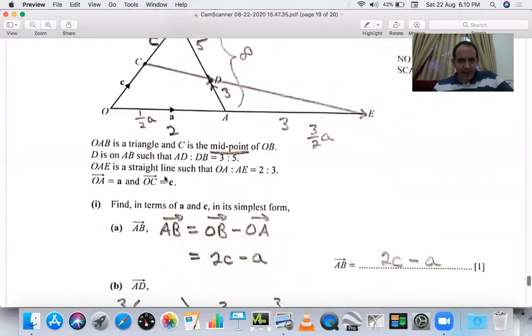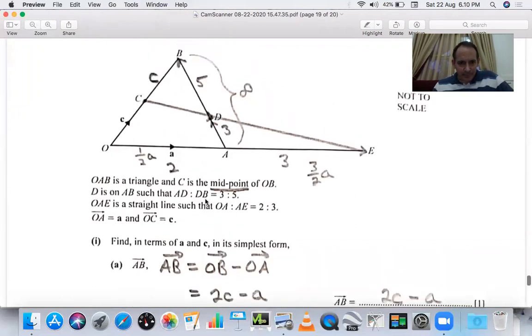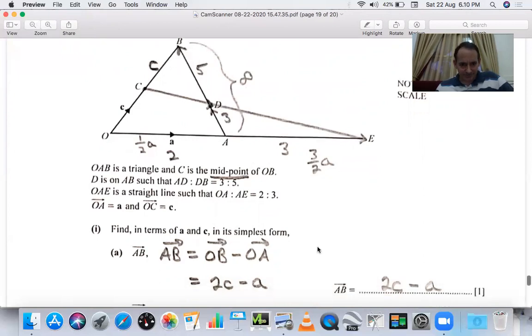Then it says AB, or sorry, AD to DB is a ratio of 3 to 5. So AD is 3, DB is 5. That means there is a total of 8 pieces on this entire length here. So in a ratio of 3 to 5, I put the total there of 8.